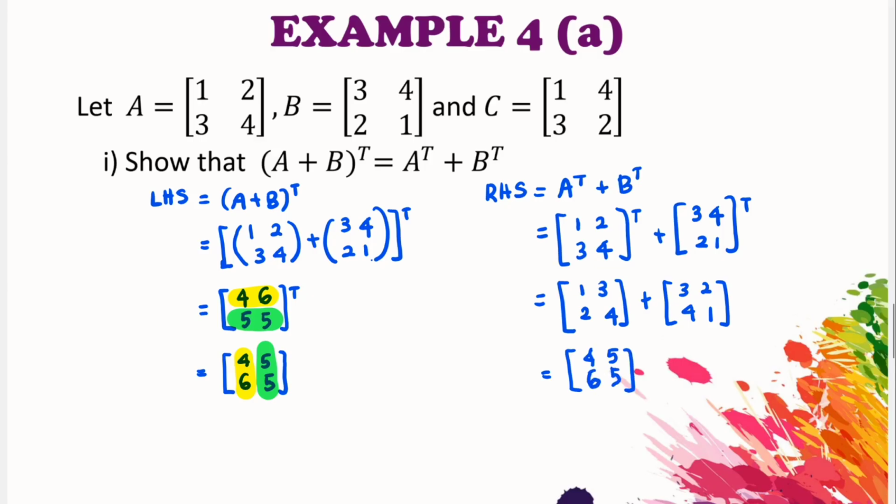Now we can see that the left hand side is the same as the right hand side. That means (A plus B) transpose is actually the same as A transpose plus B transpose. So we have already proved the first property.